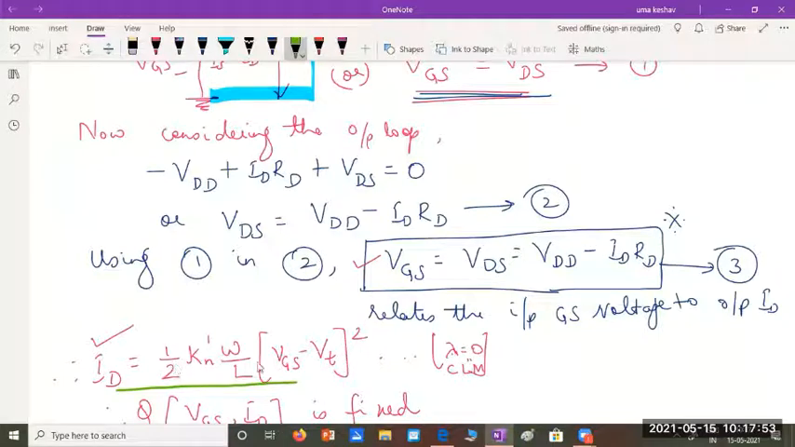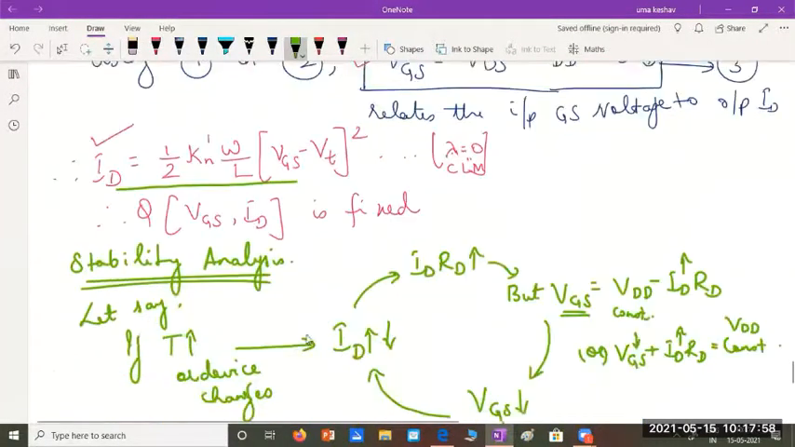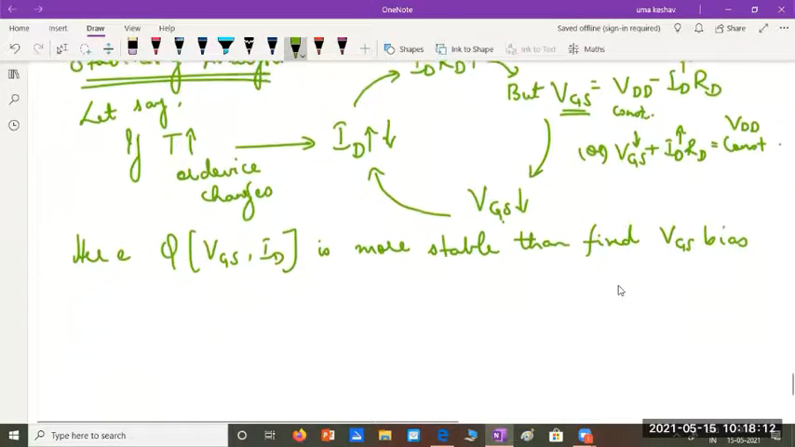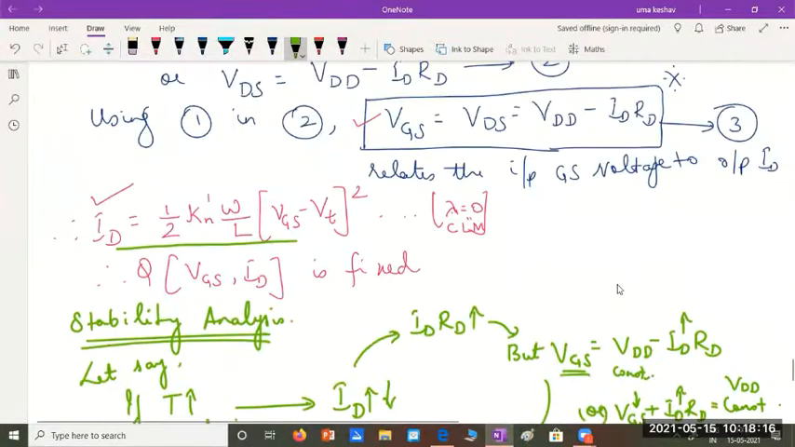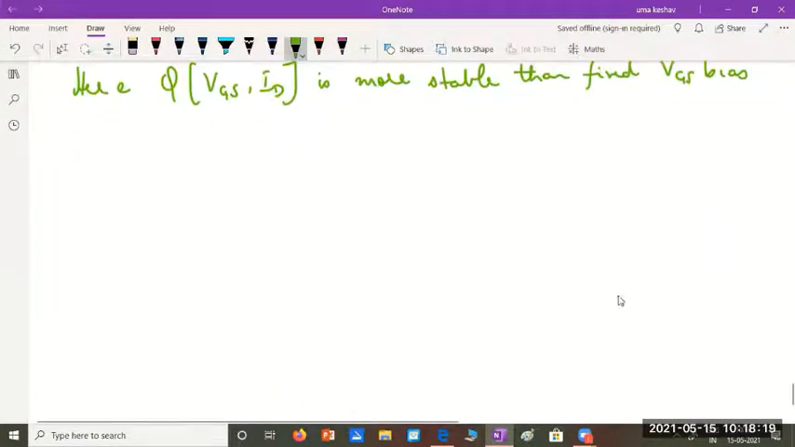And the current can be found using the standard Shockley's formula. So the Q point is fixed. And once this Q point is fixed, the circuit action is in such a way that any changes in ID will not be allowed in the circuit. It remains fixed at the constant value. Hence, this is called drain to gate feedback bias. So before going to the small signal analysis, let us solve one simple problem.